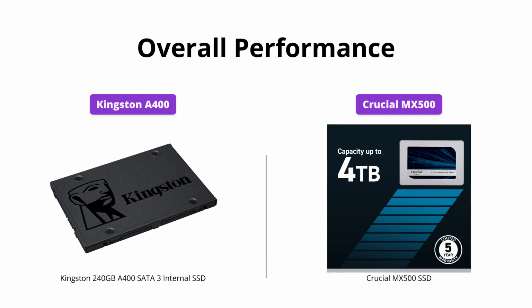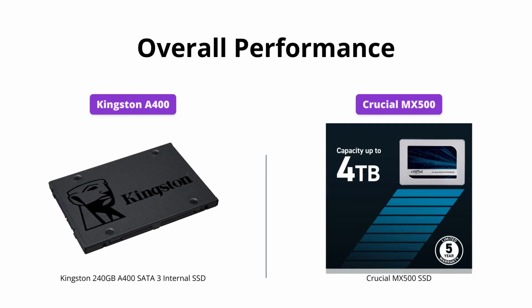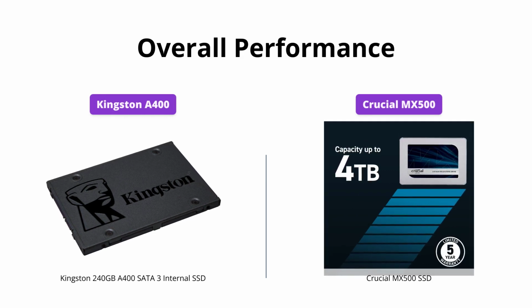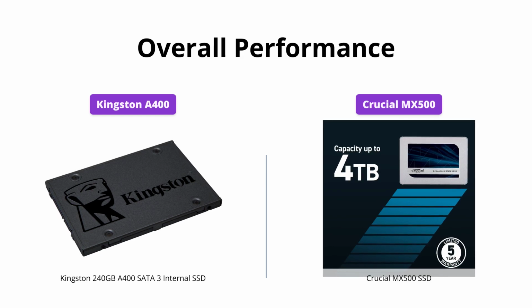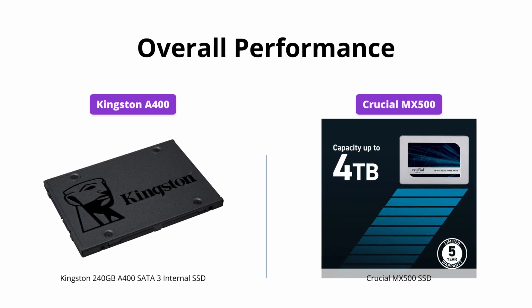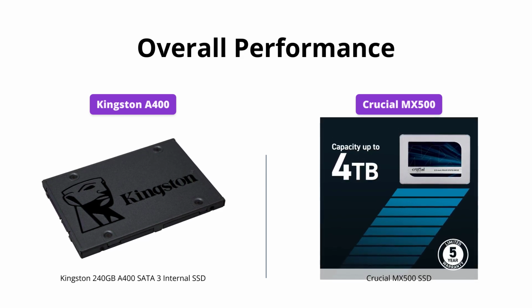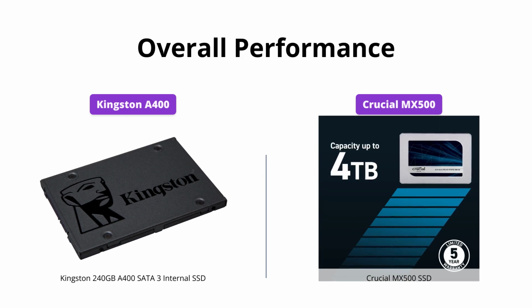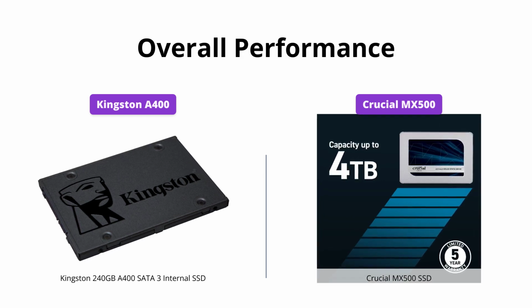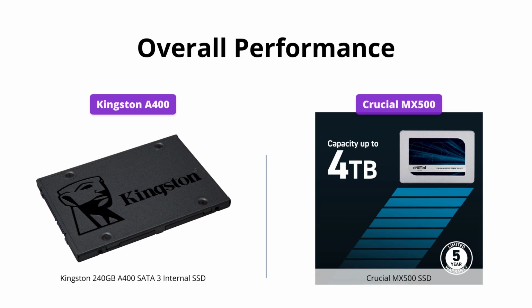When it comes to performance, both Kingston A400 and Crucial MX500 SSDs are considered top-performing products in their price range. However, the Crucial MX500 has the edge, providing faster sequential reads and writes and improved random reads and writes. This means faster boot times, file transfers, and improved system performance. Hence, Crucial MX500 has better value for its price.